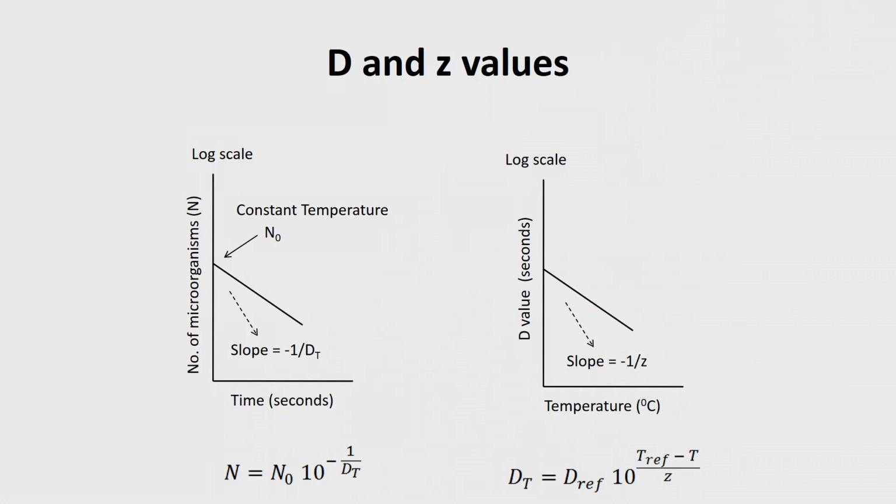So, maybe I will explain. This is the concluding remarks on D and Z values. The equation is N equal to N naught 10 to the power of minus t upon D, so this D is nothing but the decimal reduction time. The Z value I will be calculating at a particular temperature for a particular D value.